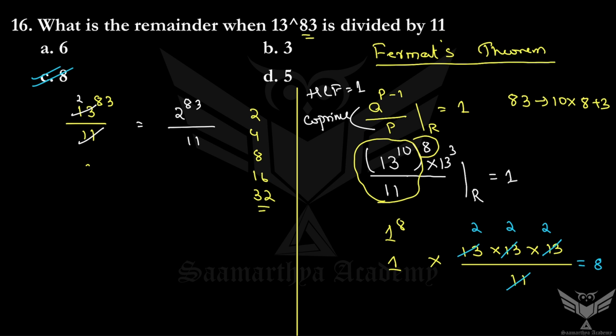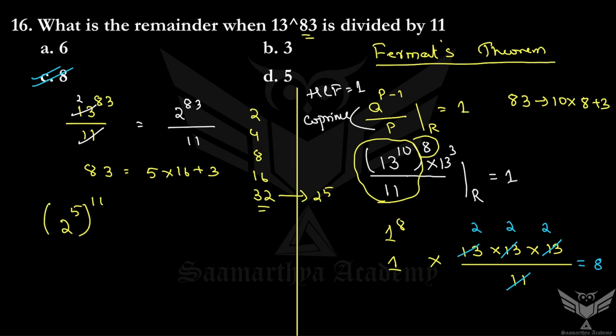Now 83, this is 2 power 5. 83 can be written as 5 into 16 plus 3. Now same way we have written in Fermat's theorem, we have to write like this. 2 power 5 is 32.